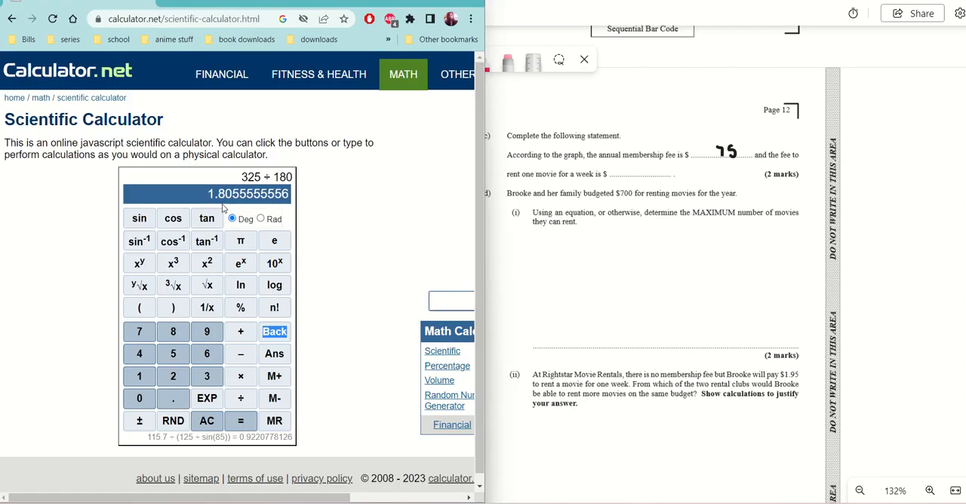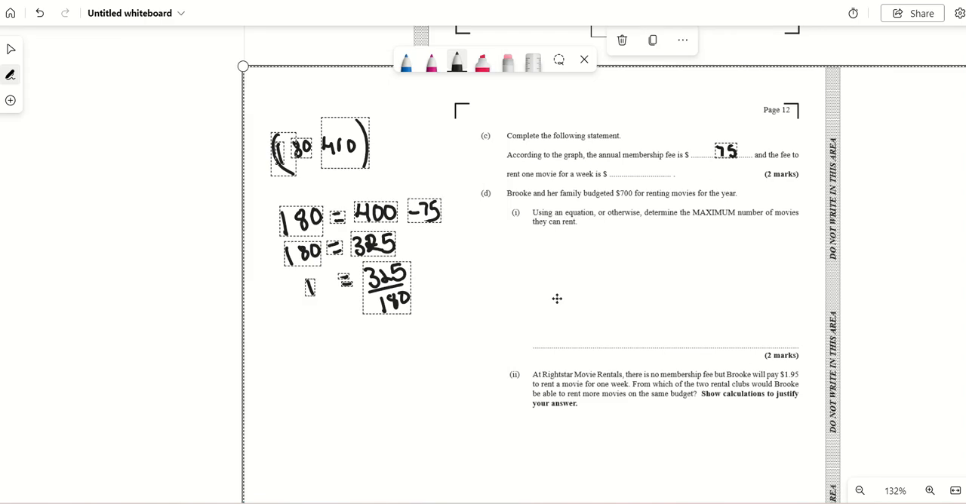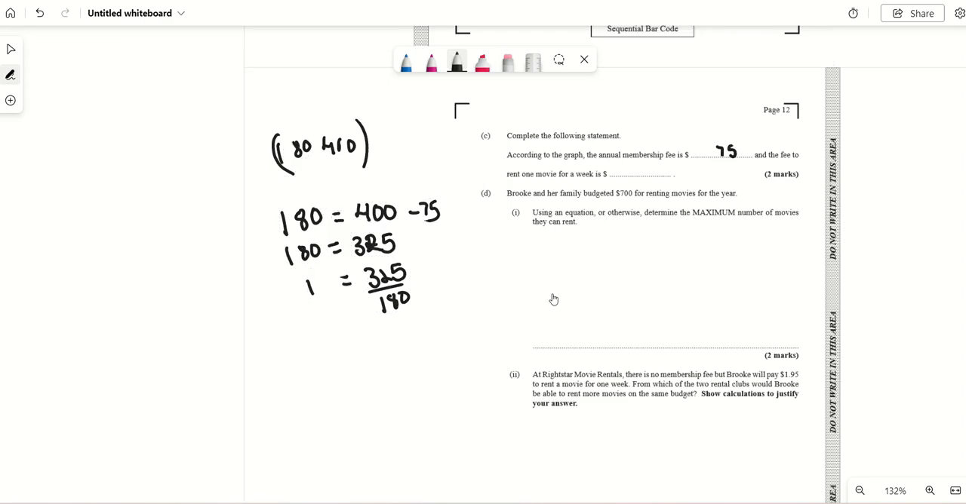And because this is in dollars, this would be $1.81. That would be the cost of 1 movie. This is your gradient.